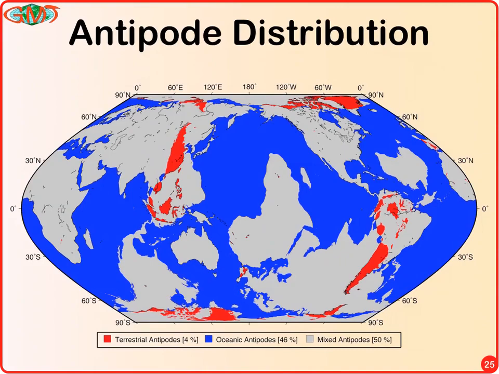The Antipode Distribution. This came out of a GMT workshop challenge. We want to know, if you're standing at some point like here, and you go straight down through the Earth's center to the other side, to the antipode, is there land there also? It turns out only 4% of the Earth's surface has a terrestrial antipode. And Hawaii is one of them.